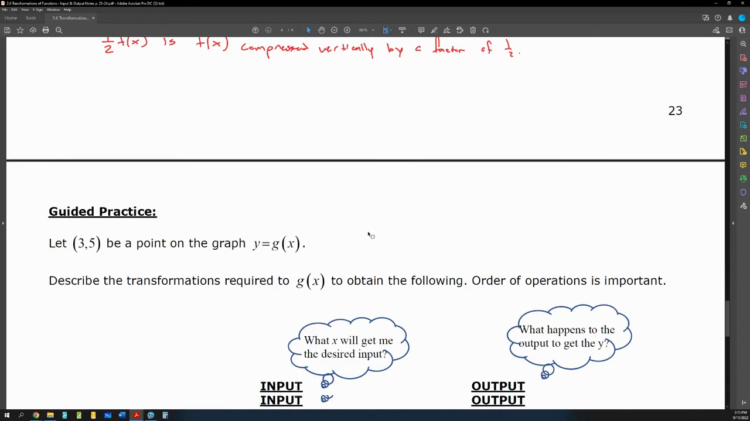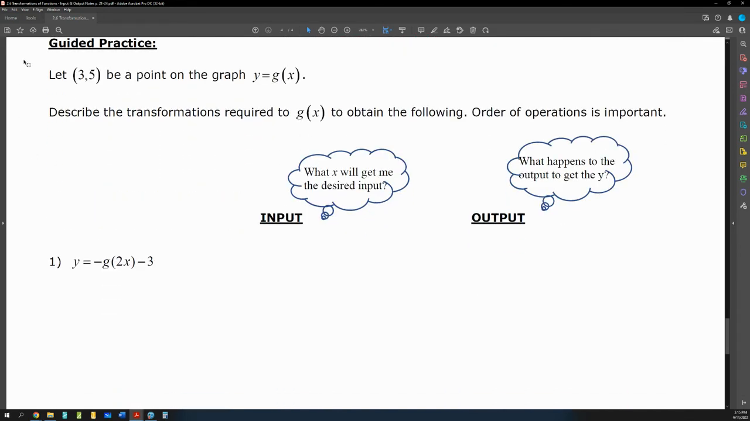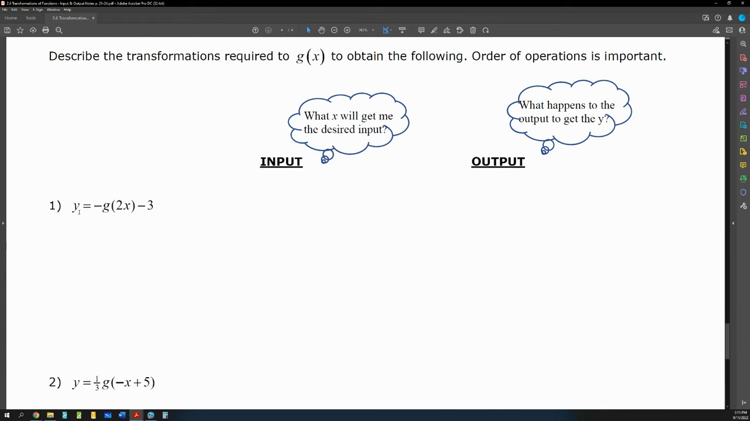All right, we're almost done here. Last page. Now let's consider if I have the ordered pair (3, 5) on the graph y equals g of x, then we have to determine what inputs and outputs we would get from the transformed functions given below. Okay, so here we have y equals -g of 2x minus 3. So we have to describe the transformations.